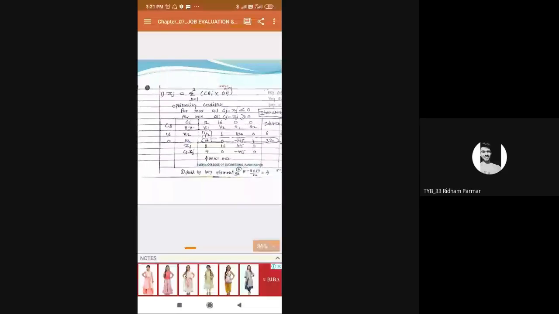What is our condition? The condition for the maximization problem is Cj minus Zj should be less than or equal to 0. Now 4 is greater than 0, 0 is equal to 0. Next minus 4 by 2 is less than 0. Last is 0. So again here the optimal condition is not met; we have not got the optimal condition.